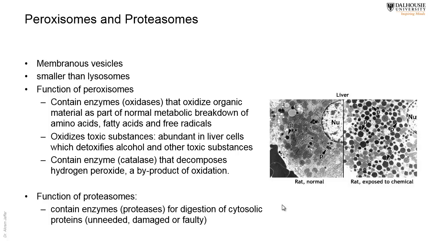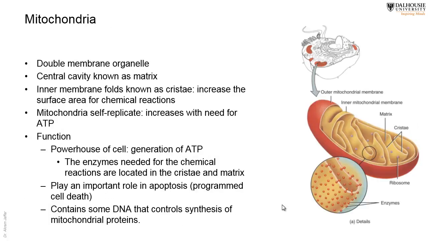And again, as I mentioned, there are other places in the cell where toxic substances are attacked, like alcohol and drugs. You can see here, for example, these are liver cells of a normal rat, and this is a rat which has been exposed to some toxic chemical substances, and you can see that there are a lot of peroxisomes that have been produced in the cytoplasm in order to attack the toxic substances.